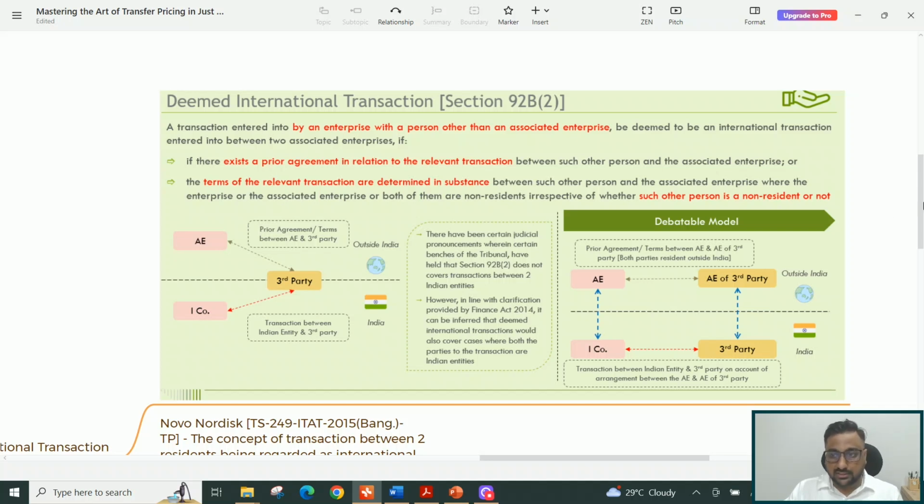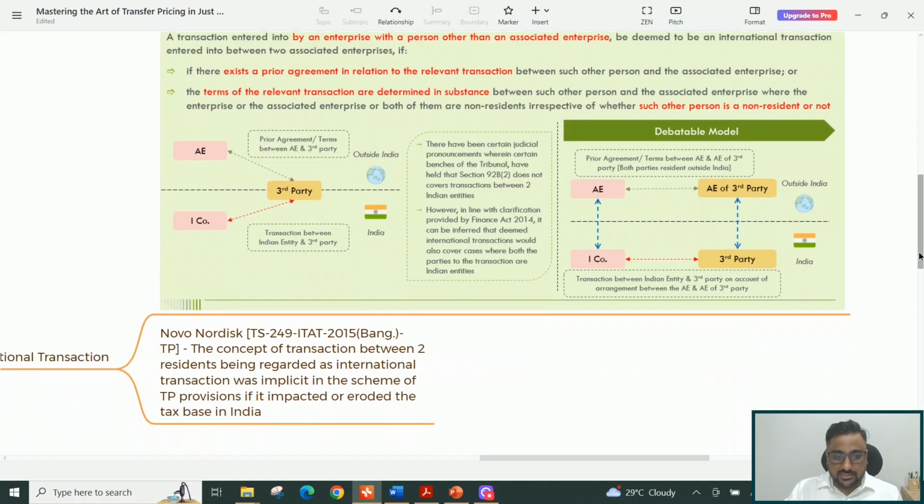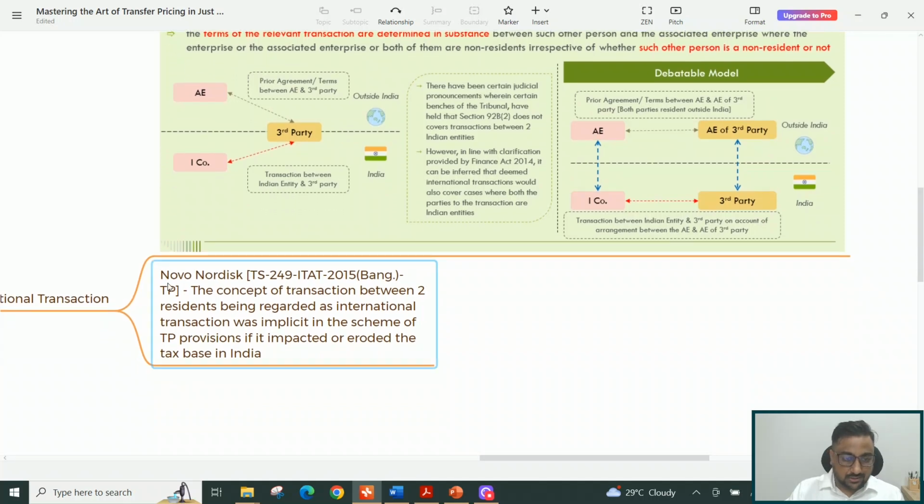There is also one more thing for the same. I'll draw your attention to this judgment of Novo Nordisk. You can see the citation. The concept of a transaction between two residents being regarded as an international transaction was implicit in the scheme of the TP provisions if it impacted or eroded the tax base in India. We need to understand one thing practically. This is a practical view taken by the tribunal, that every time you don't have to go and justify whether that transaction was at arm's length or not, even in case of a deemed international transaction. Why so?